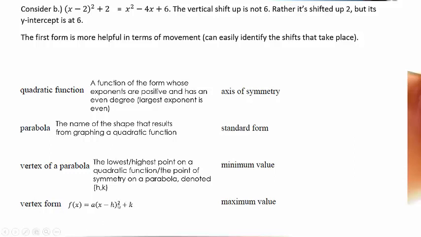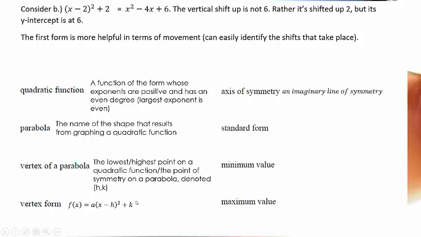Vertex form, super duper helpful, very important. f of x equals a times the quantity x minus h squared plus k. And this is what you guys have been graphing with no calculator. You have been graphing vertex form. So as you can see, it makes it very easy because you can see right or left and up or down.